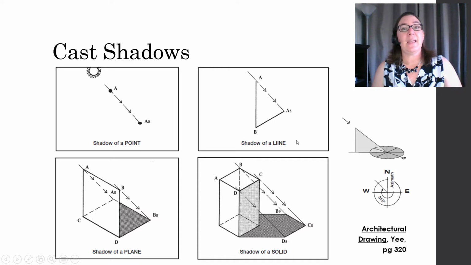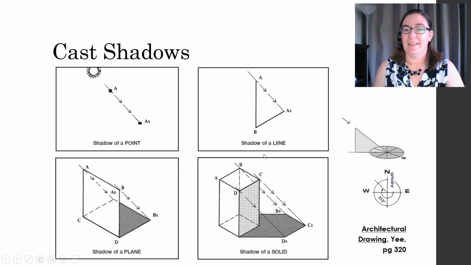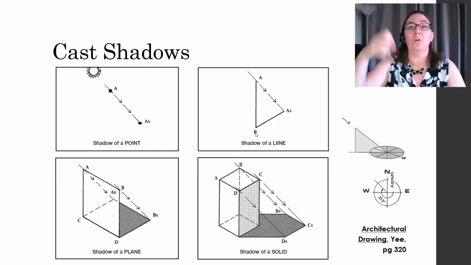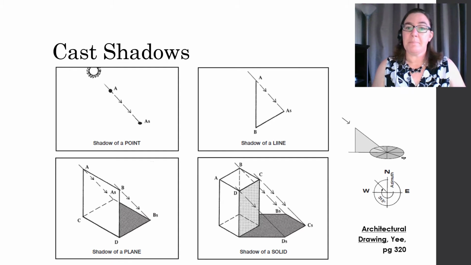The next is a shadow of a line. Here we have a line drawn from point A to point B. Think of this as a pole, like a flag pole, and it's embedded in the ground at point B.